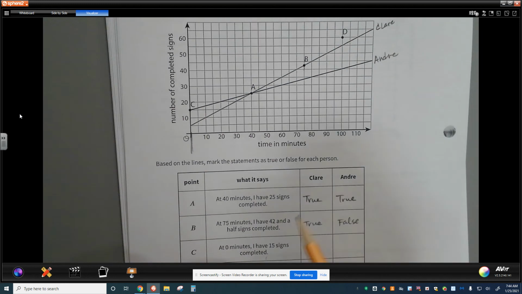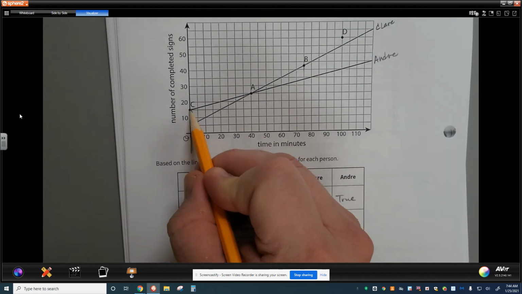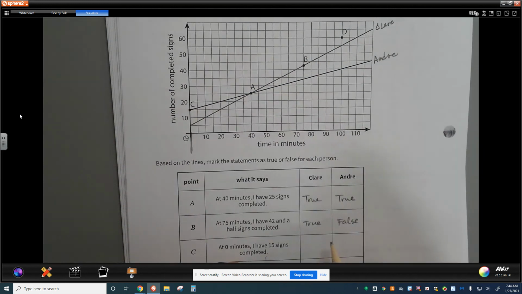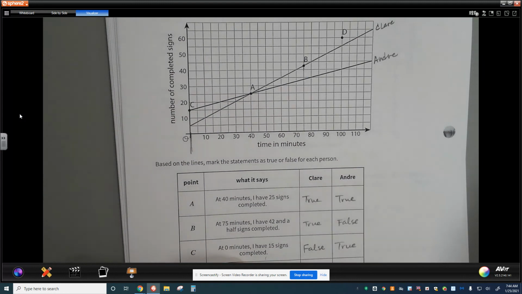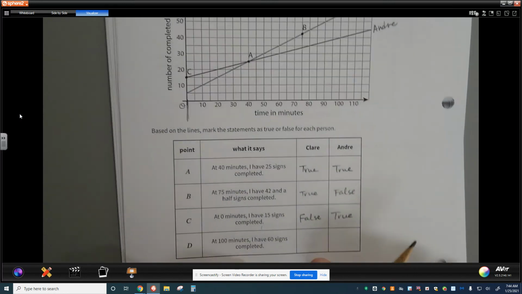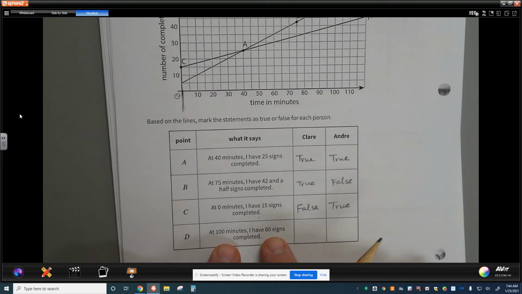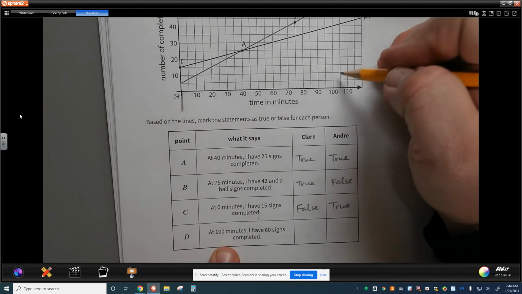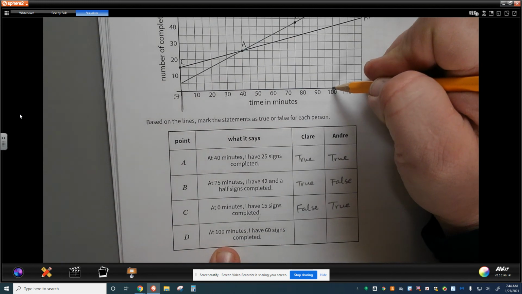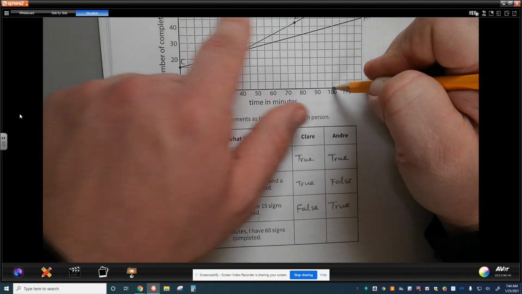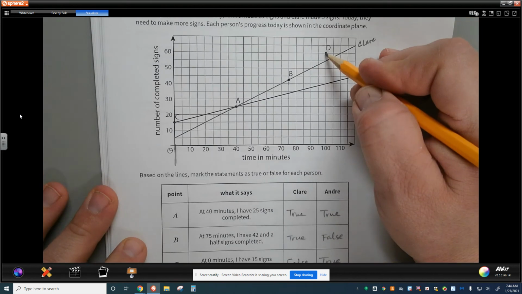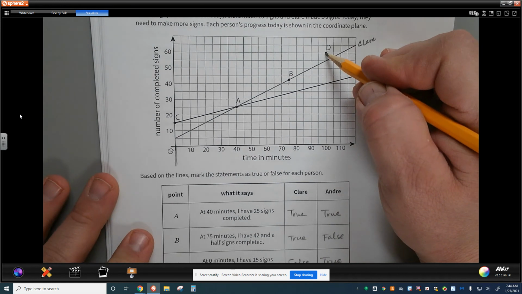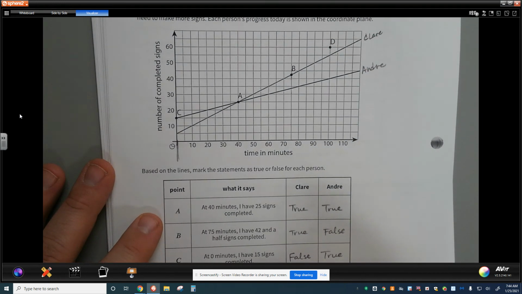At 0 minutes, I have 15 signs completed. As we see over here, 0, 15. That one has to be true for Andre, but not for Claire because she didn't have that many signs done. At 0 minutes, I have 60 signs completed. Looking right here, 0, and then we come up to our line of 60. So 0 and 60, point D. And we notice that point D is on neither line, so that tells us that both of these are false.